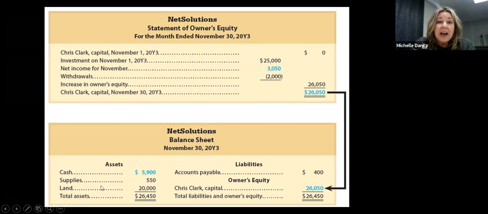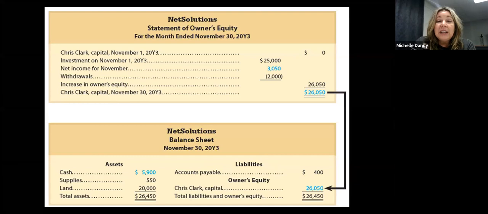If you see over here for assets, we were just copying. For liabilities, we were just copying off those transactions. But for owner's equity, we will always only have one account. It will always be the owner's capital account, and the number we use will always be the answer from the statement of owner's equity. So if I add up all my assets, I get 26,450. If I add up liabilities plus equity, I get 26,450. So my accounting equation is still in balance. My balance sheet is in balance.